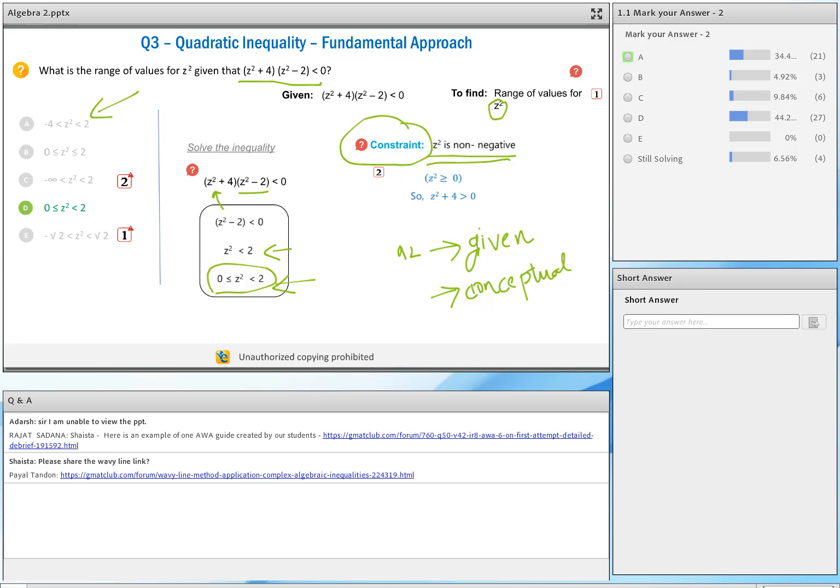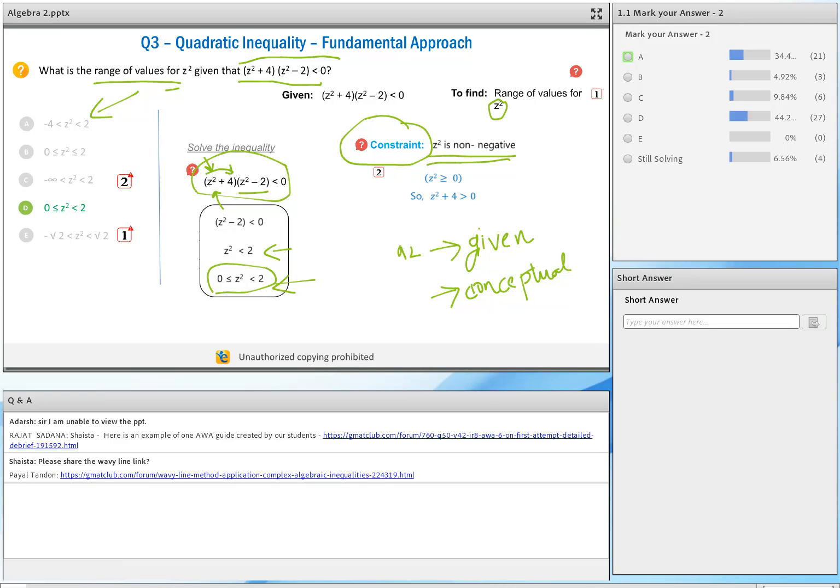Okay, so I have this question. Z square is greater than minus 4. Why is that not a valid constraint? Again, z square plus 4 is always a positive number. So there is no constraint, there is no limit that you are implementing for this entire inequality to hold true. You have to find the range of values of z square so that this inequality holds true. For that, you have to figure out that one of the numbers has to be less than 0, right? And that's how you're getting at the answer here.